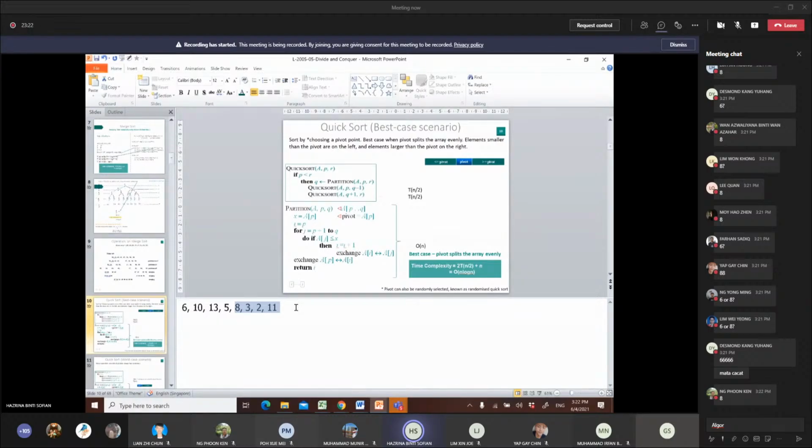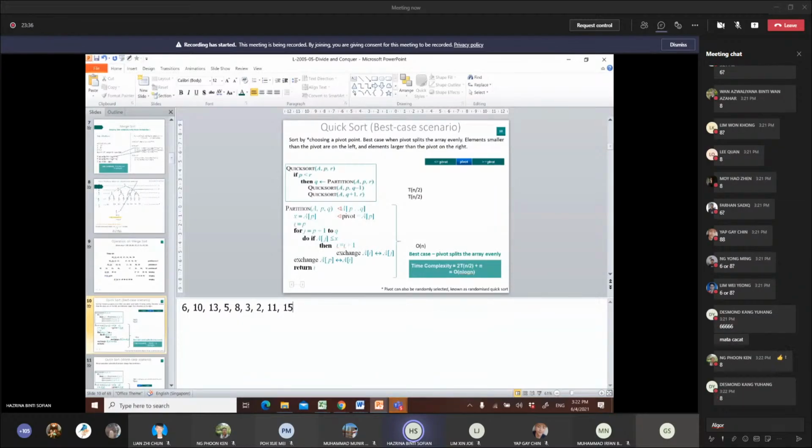So let's say if I add another here 15, we try to make it an odd number. So the best pivot will be 8. Okay, in this case, because it will be right in the middle. Okay, so how to tell the computer to pick 8, so that we always get the best case?